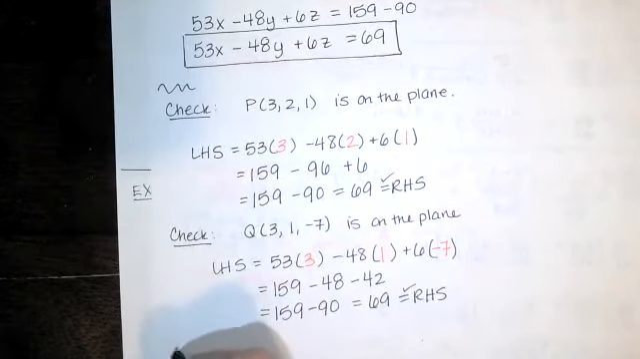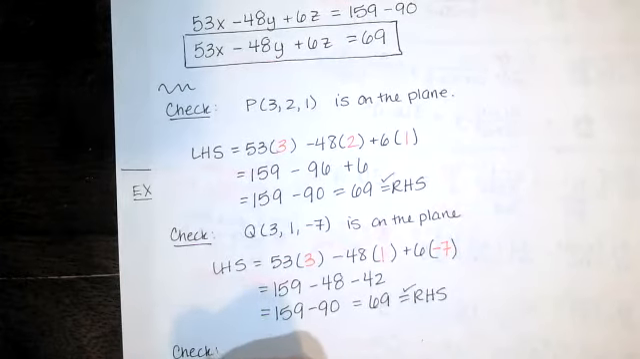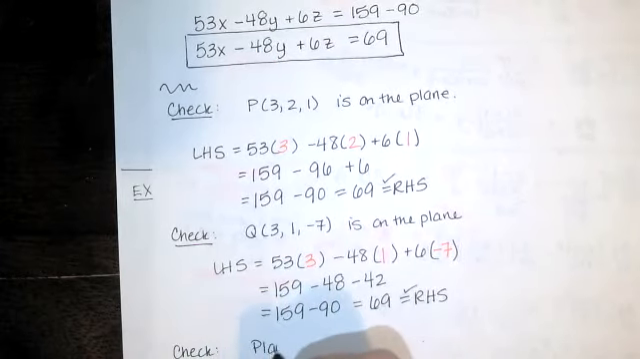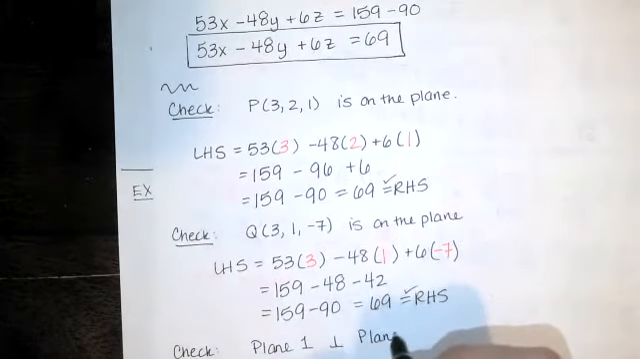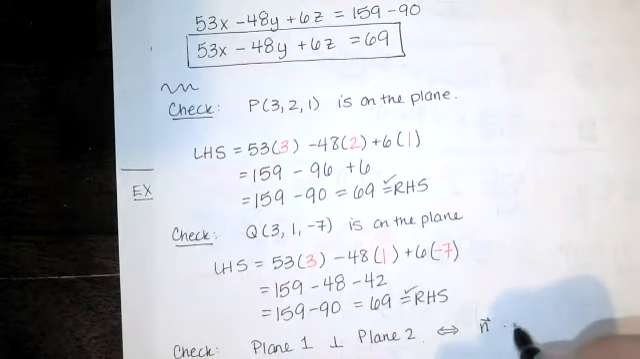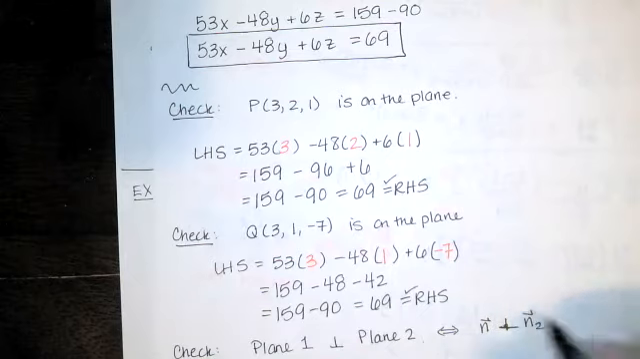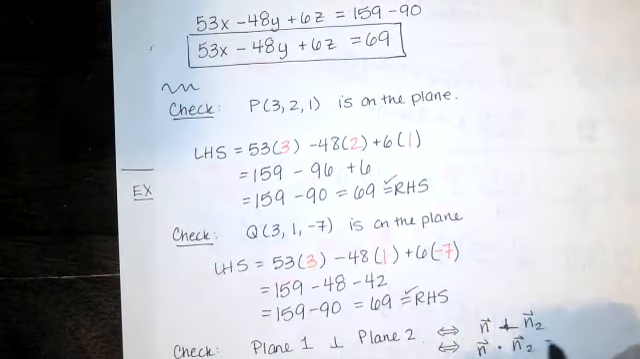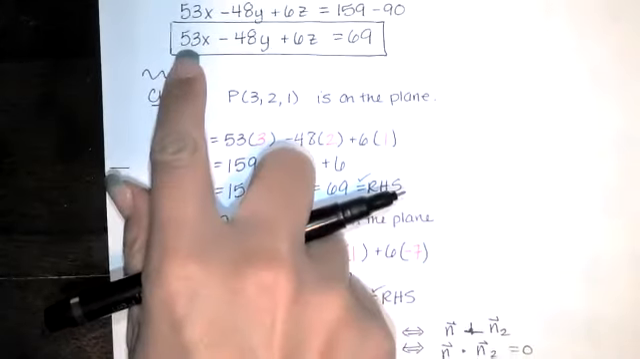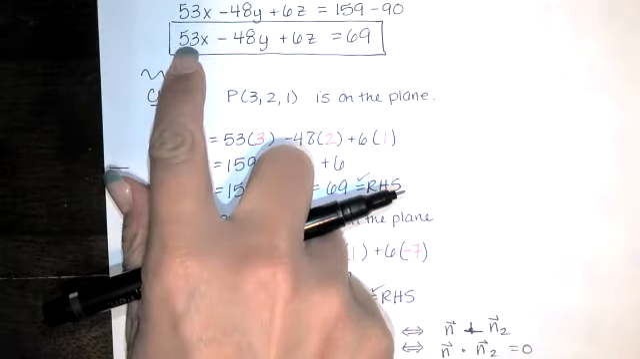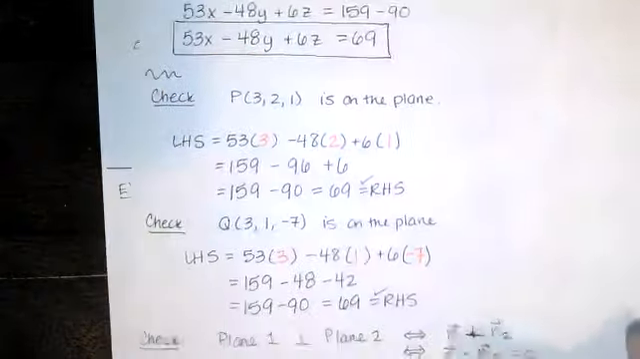And the last thing we want to check is that the two planes are supposed to be perpendicular to each other. Plane number 1, that's our plane, is perpendicular to plane number 2. And we know that that's only true if the normal vector to our plane is orthogonal to the normal vector of the other plane. And we know that that's only true when the two vectors have a dot product of 0. So our plane has a normal vector with components 53, negative 48, and 6.